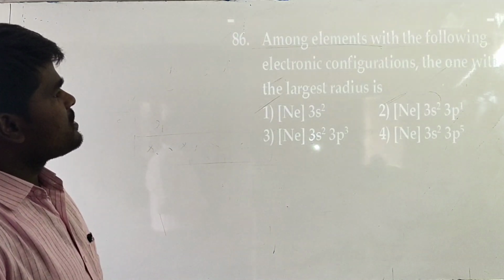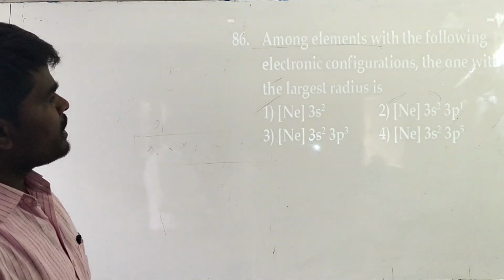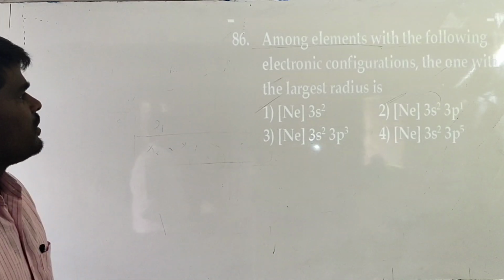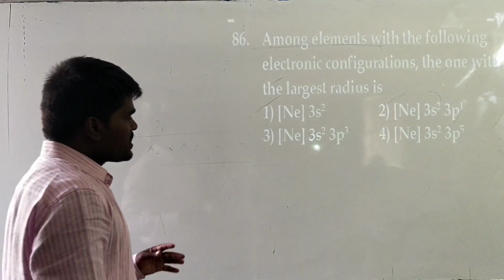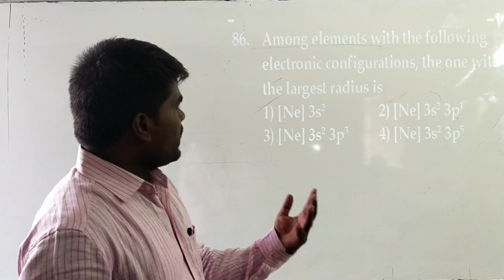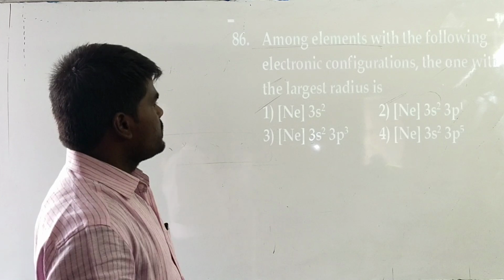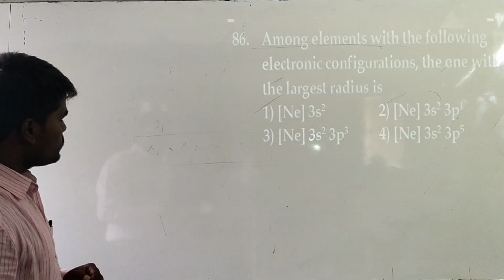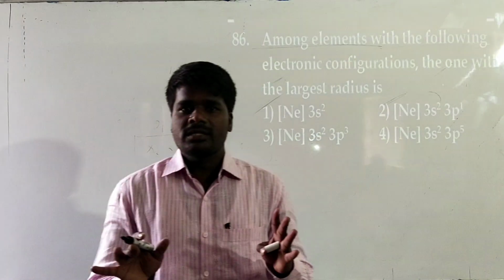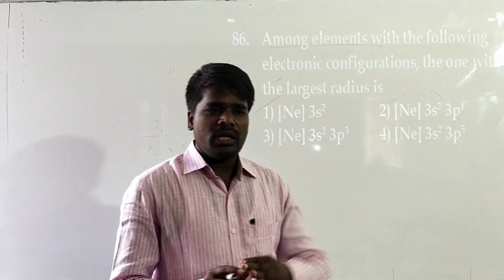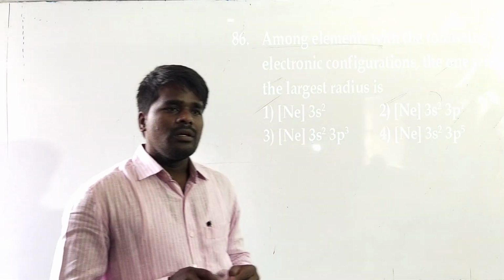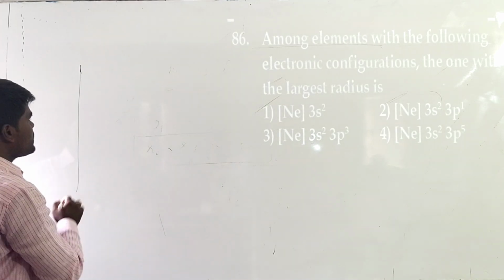Among the elements with the following electronic configurations, the one with the largest radius is. Here some electronic configurations are given, and from them you are asked to identify the one with the largest radius. First of all, you need to know which elements of the periodic table generally have the largest size. When you are moving left to right in a periodic table, generally what happens? Size decreases.